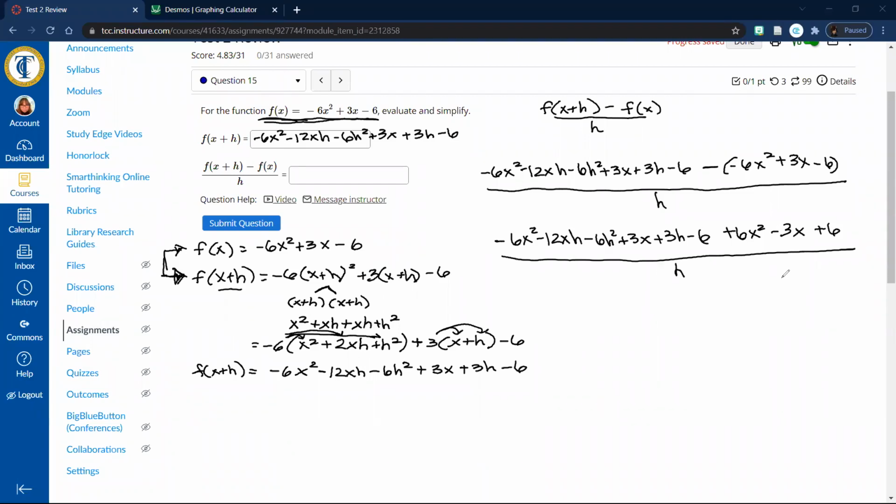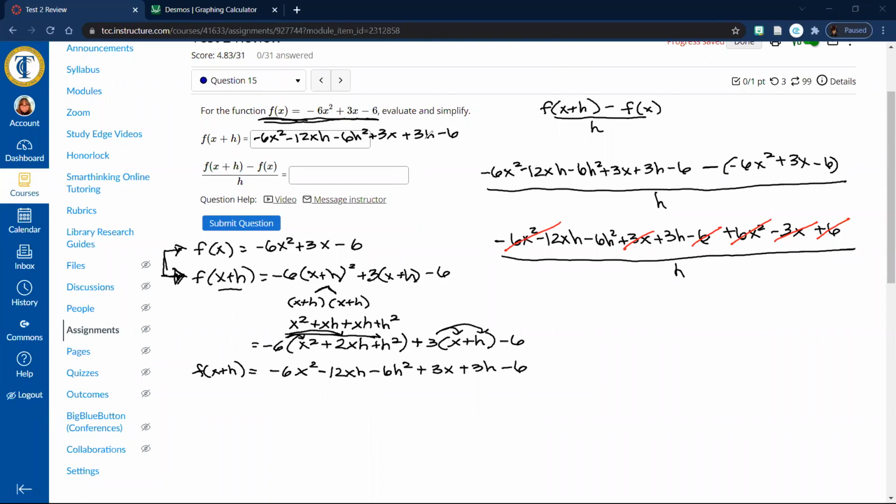So what can we combine or cancel out, guys? How about the negative 6 and 6? Yeah, negative 6 and 6. Good call. Anything else? Positive 3x and negative 3x? You got it. What else? Negative 6x squared and 6x squared. Exactly.